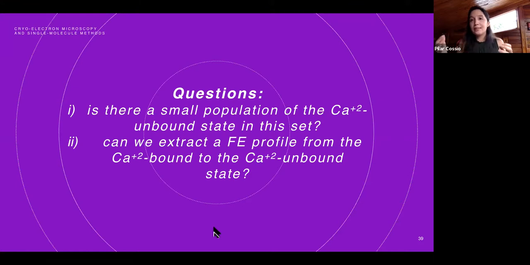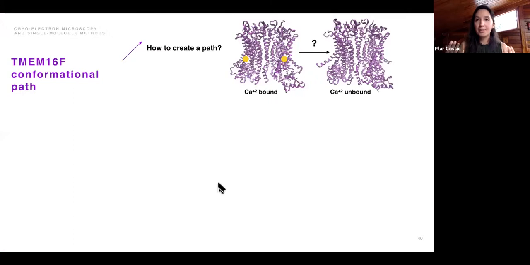And why do we think this? Because of biochemistry, equilibrium populations: not all the proteins will be calcium bound, at least this is what we expect. And the second question is, can we extract a free energy profile going from the calcium bound state to the calcium unbound state? What does this free energy profile look like? Is it reasonable? So how do we create the path?